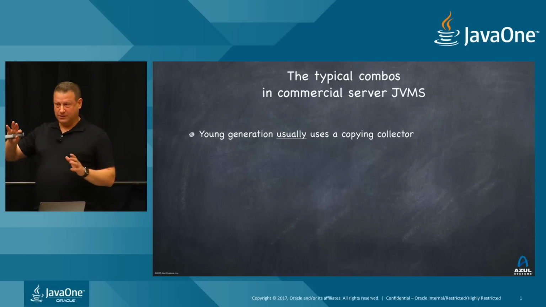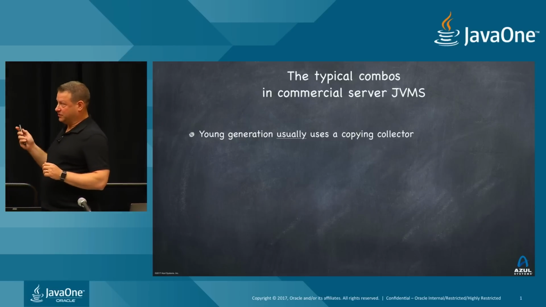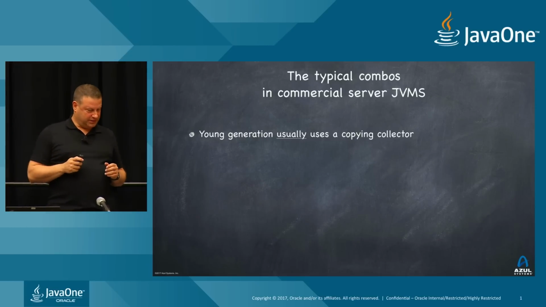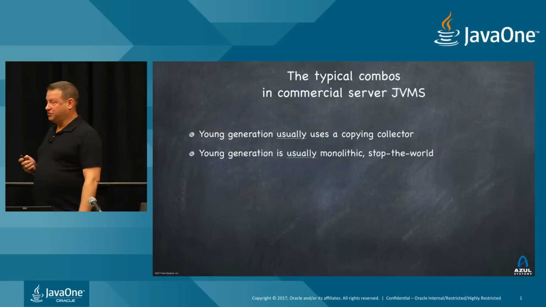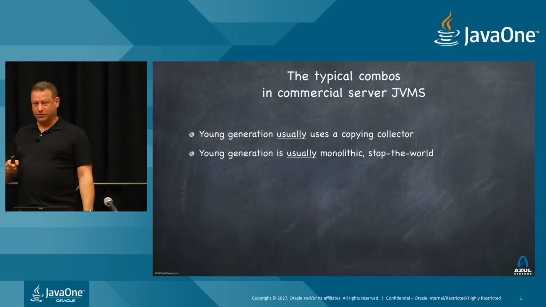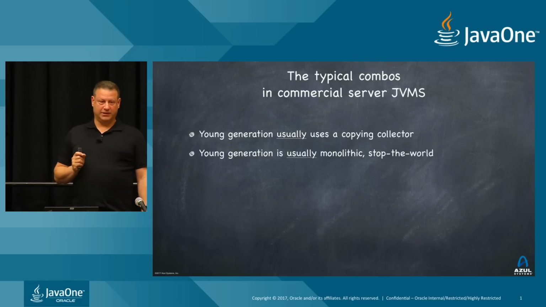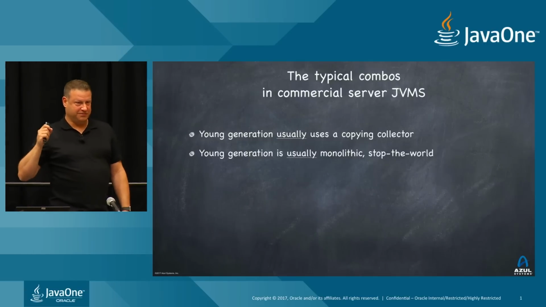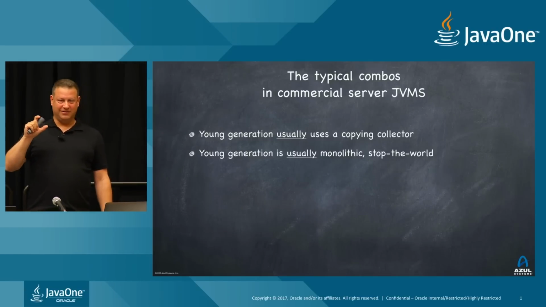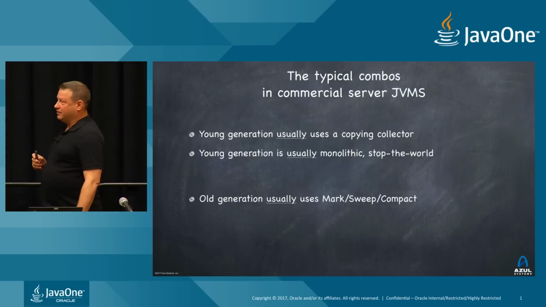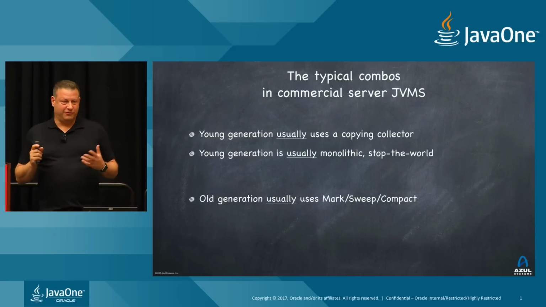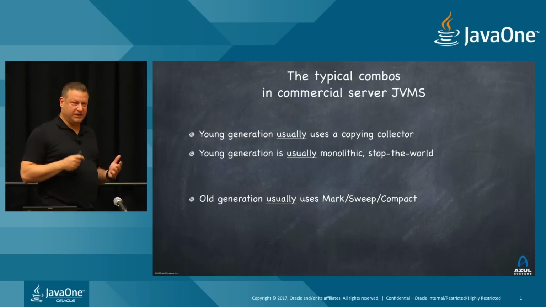That are not, but in the production systems, this is absolutely true. The young generation is usually a copying collector, and it's usually a monolithic stop-the-world copying collector. Every word on this slide has been defined now. Okay, these are terms that we talked about, not just made-up words. The old generation is usually some form of a mark compact. May sweep, may not.